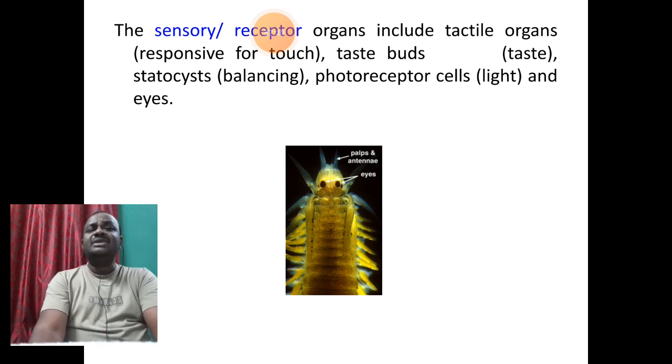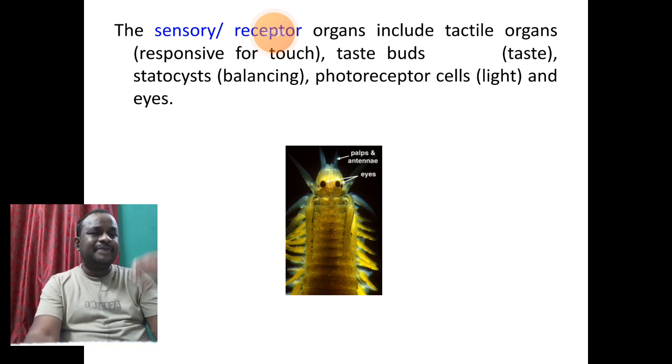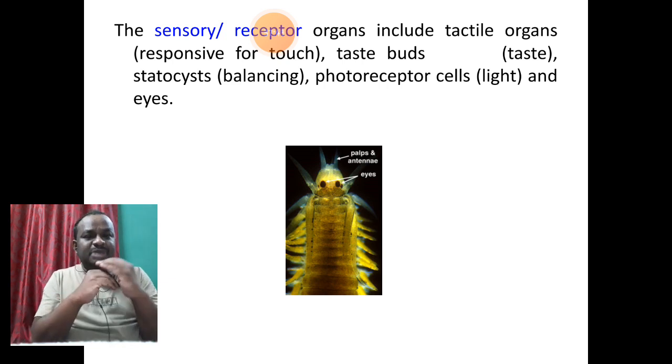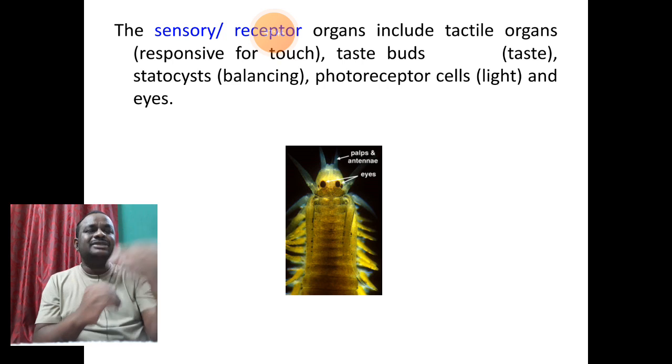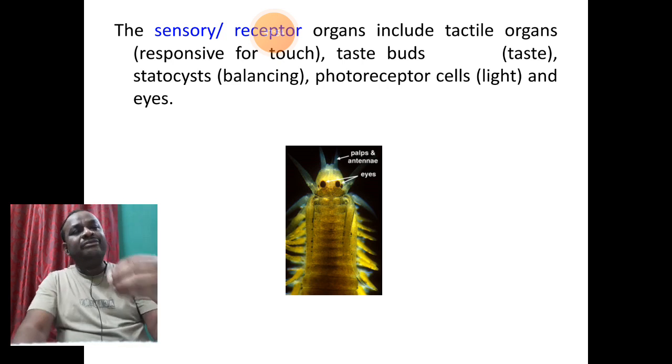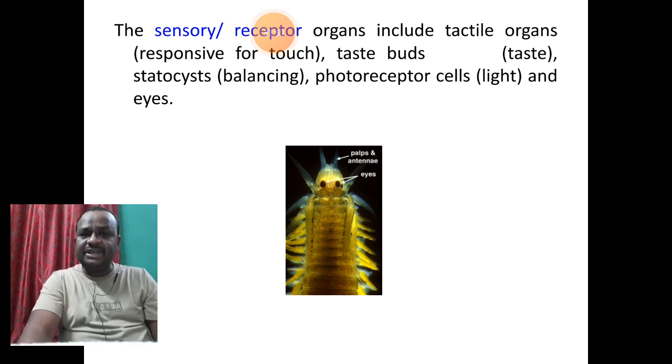Then coming on to the sensory system or receptor organs of the body. Annelids show various types of sensory organs. For example, they have tactile organs. Tactile refers to response towards the touch. When you touch an organism, immediately it will respond. Such responding organs are referred to as tactile organs. Then they do have organs of taste, gustatory organs.